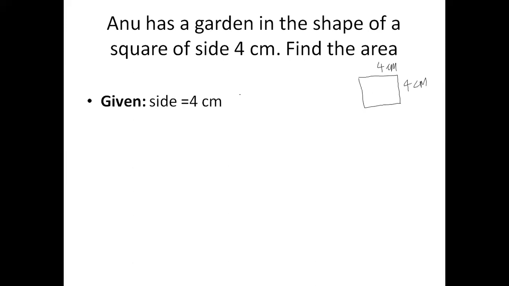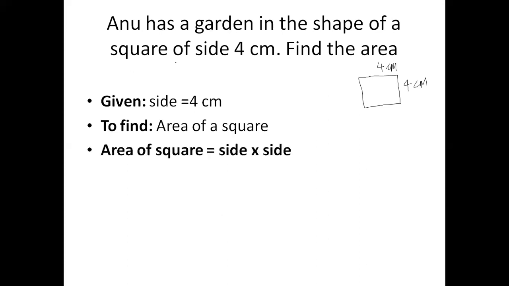Now, first we will see what is given in the problem. We are given the side, which is equal to 4 centimeters. And what are we to find? We need to find the area of the garden, which is in the shape of a square. So in order to find that, we should write the formula for the area of a square, which is equal to side multiplied by side. And we know the side is 4 centimeters. So it will be 4 centimeters multiplied by 4 centimeters.